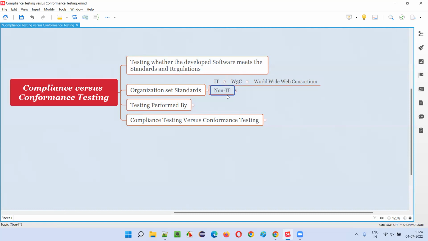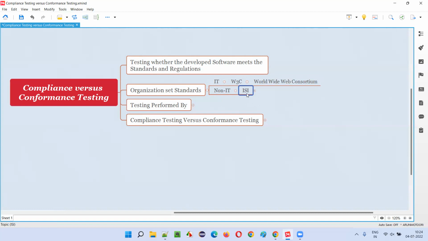Coming to the non-IT world, that is the real world where we live. The software world is inside the machines, but outside the machines, one standard example, especially in India, is a standard known as ISI.